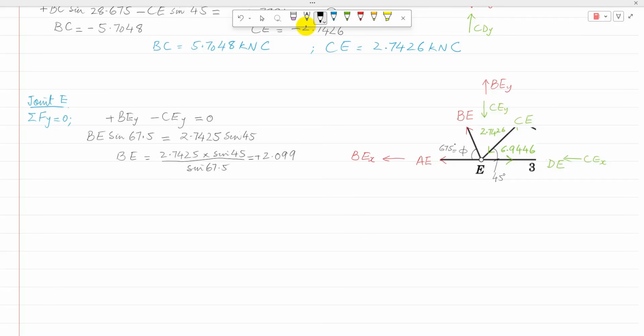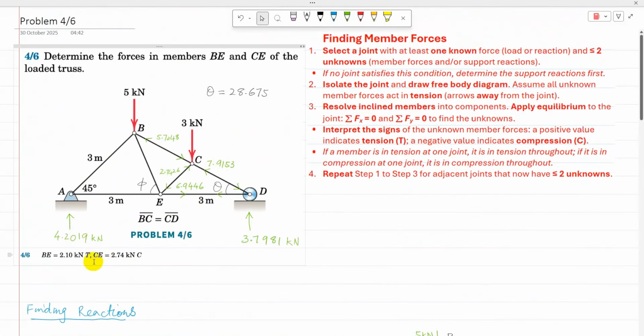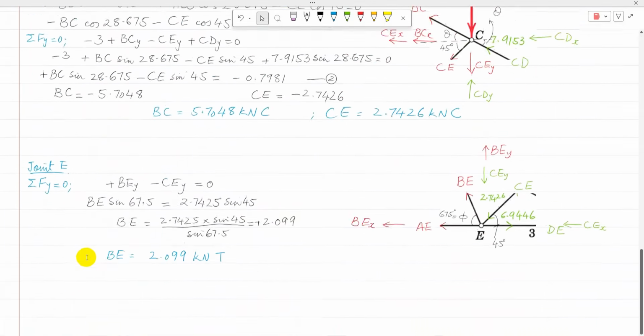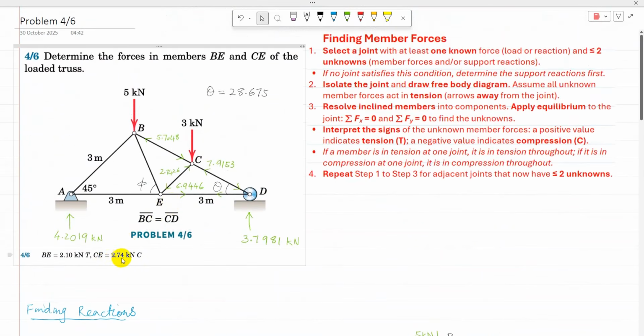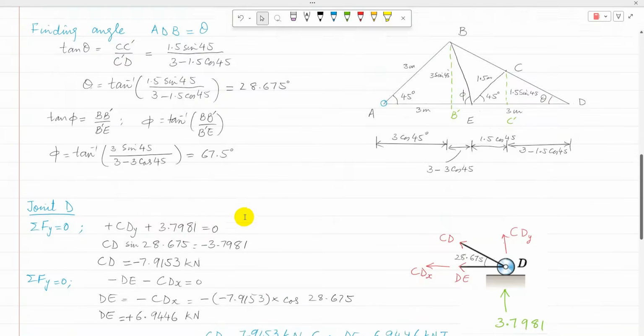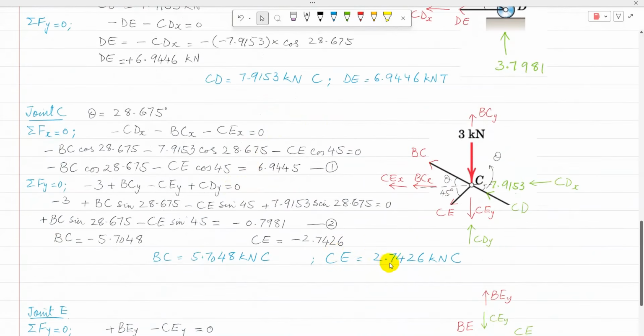So there is no need to find AE because it's not required. So the final answer is BE as 2.099 kilonewton in tension. So now BE is 2.099 kilonewton in tension, and if you round that off, that is 2.10 kilonewton in tension. The other one is CE, 2.7426 kilonewton in compression.